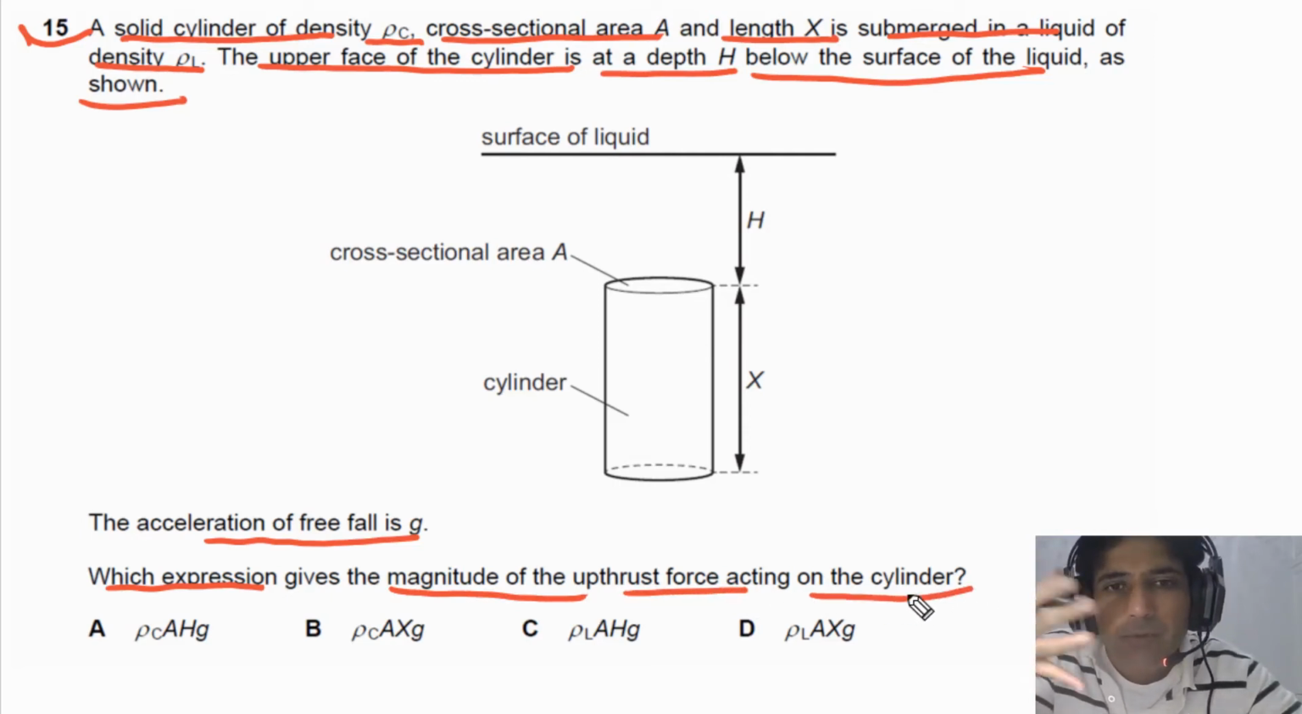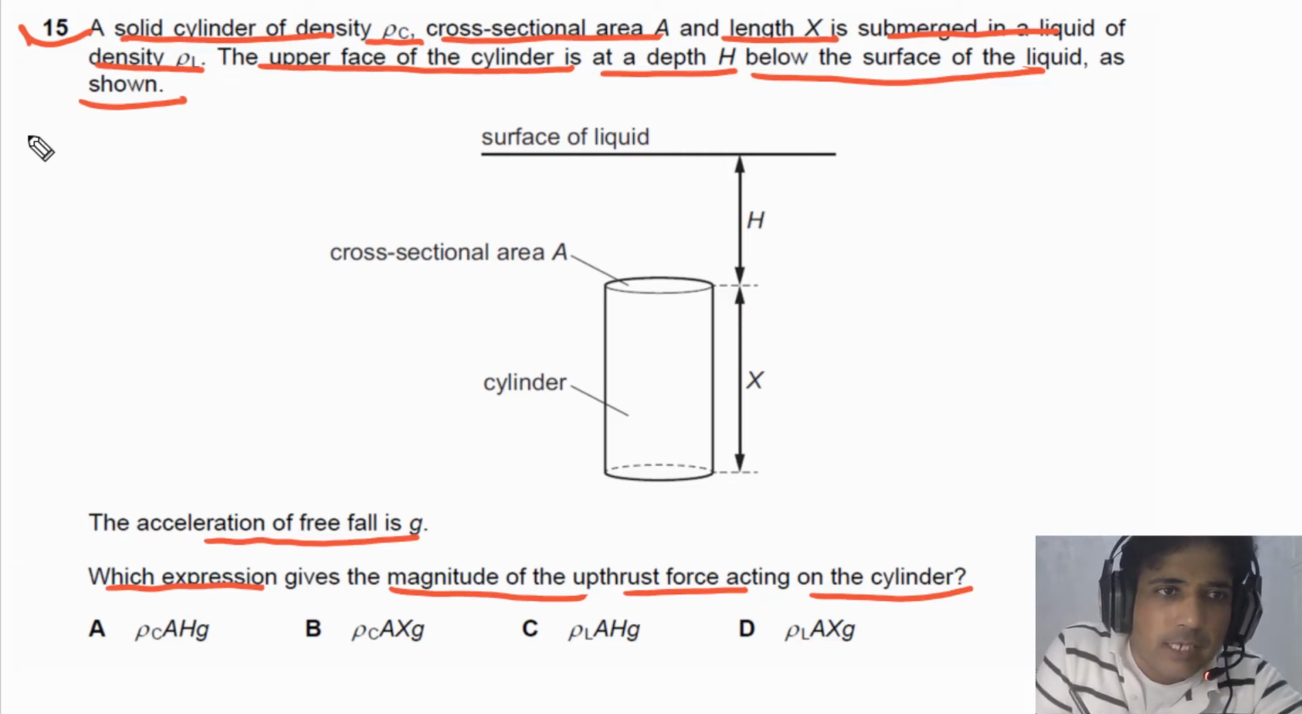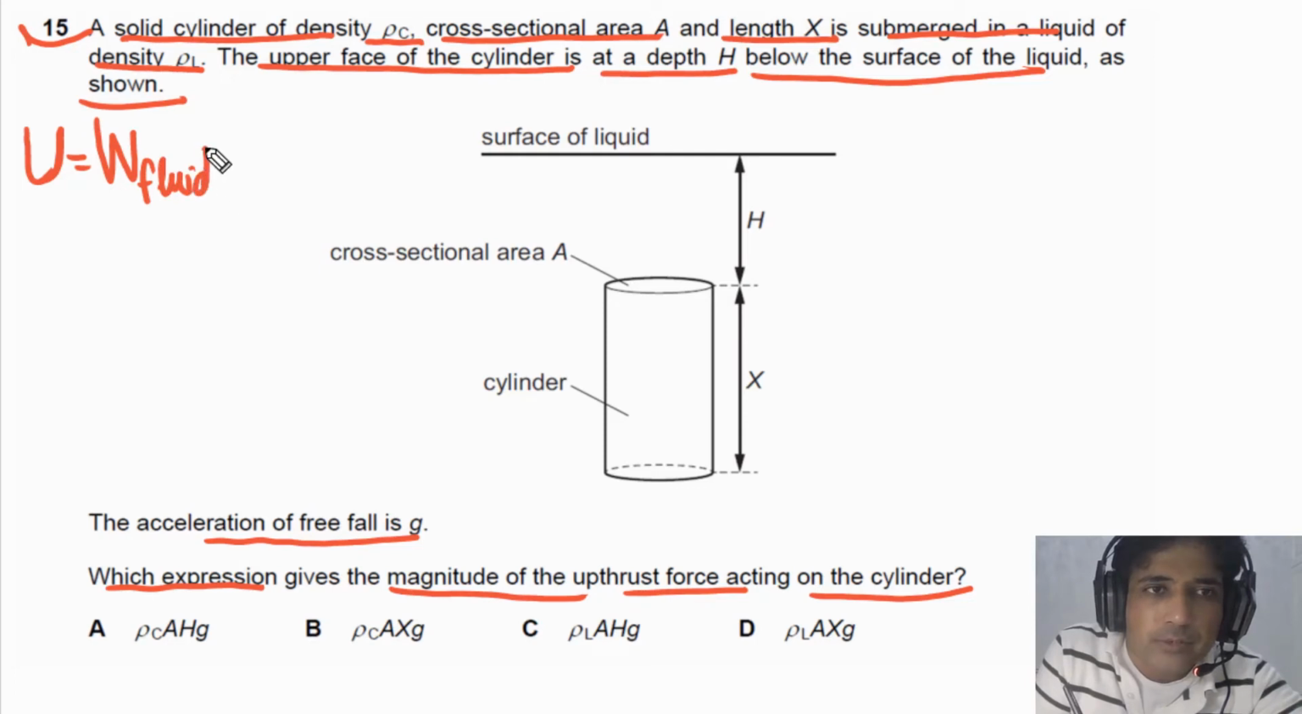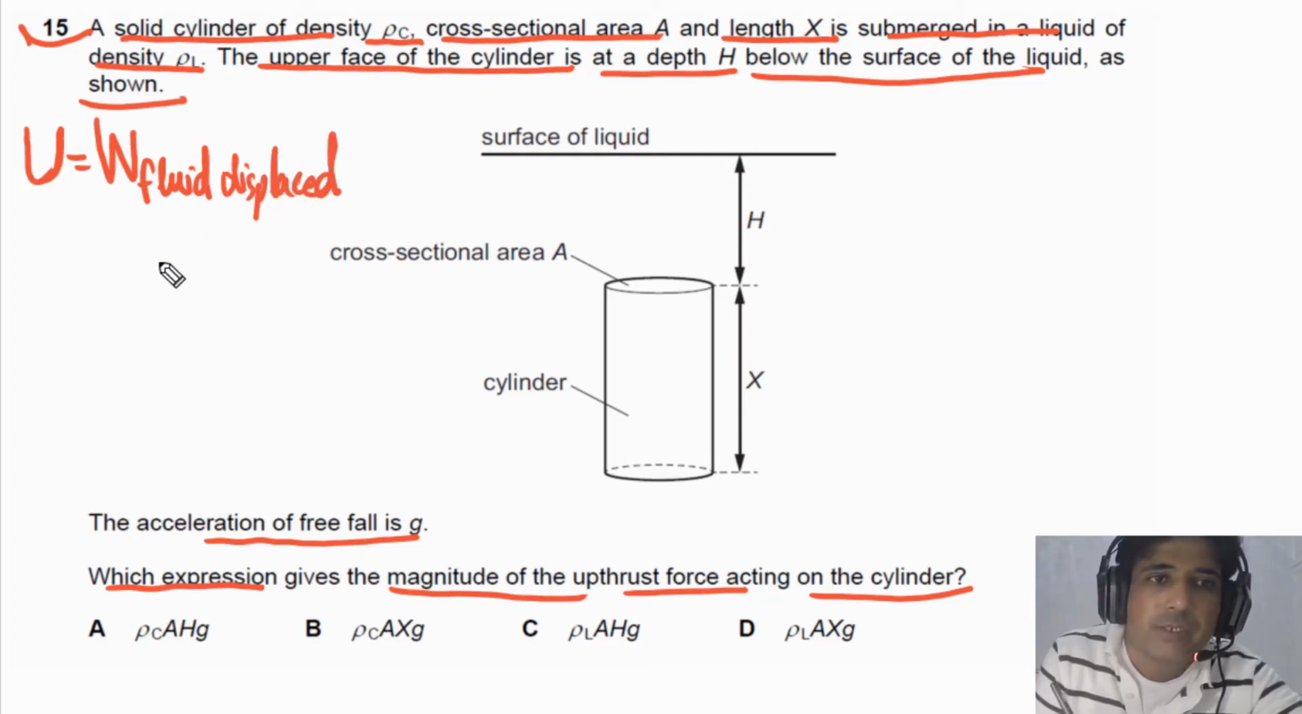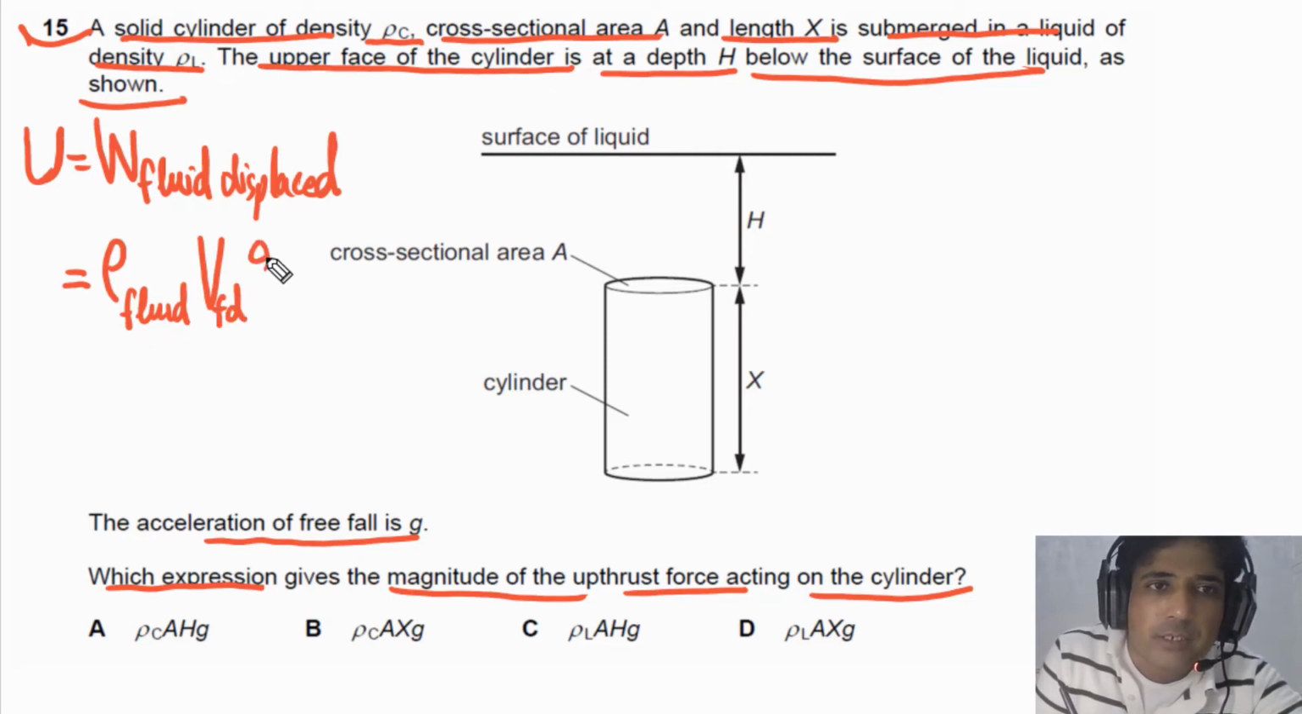We can find upthrust using different methods. First of all, let me explain upthrust using a straightforward method. Upthrust is equal to the weight of fluid displaced. So we can say upthrust on any object is equal to the weight of fluid displaced. The weight of fluid displaced is equal to the density of the fluid, meaning liquid or gas, times the volume of fluid displaced, times g.